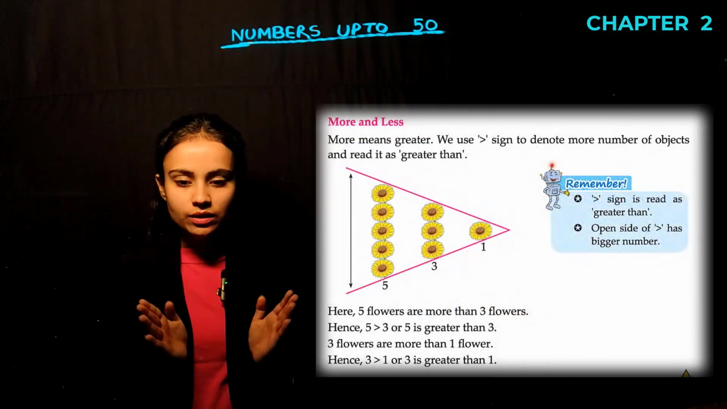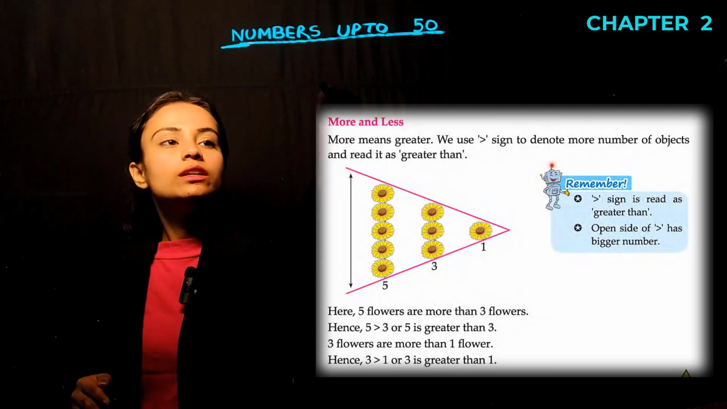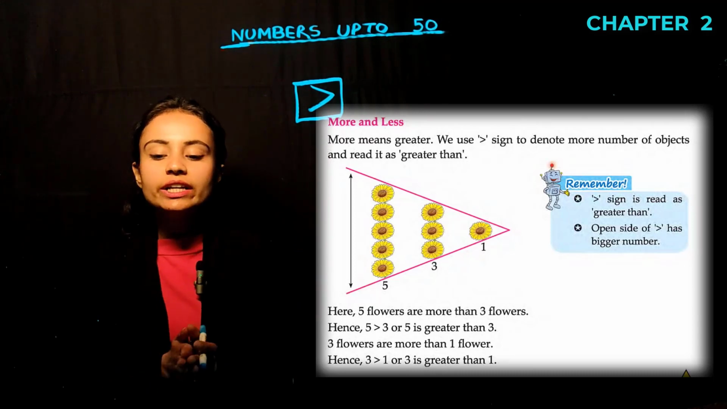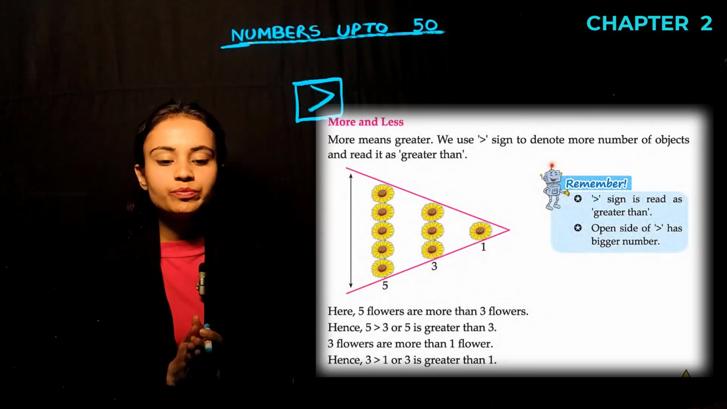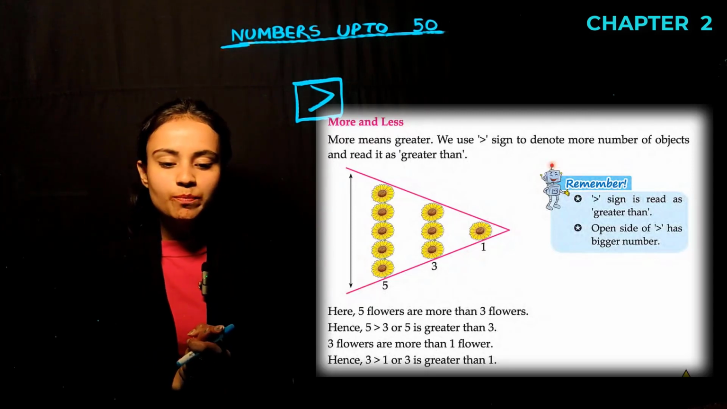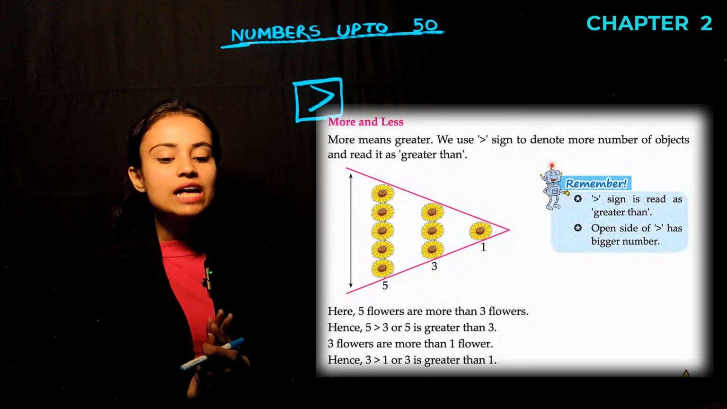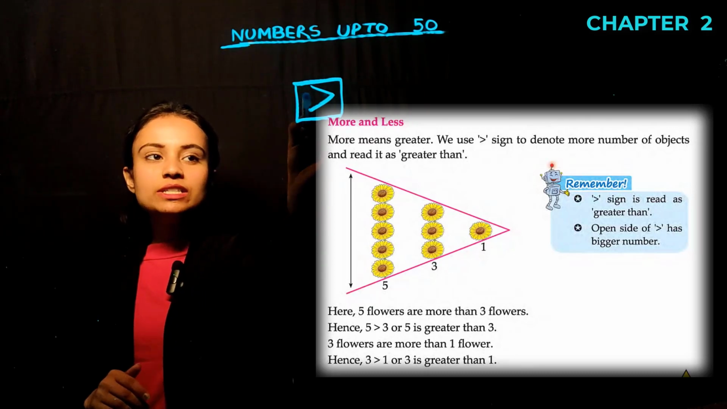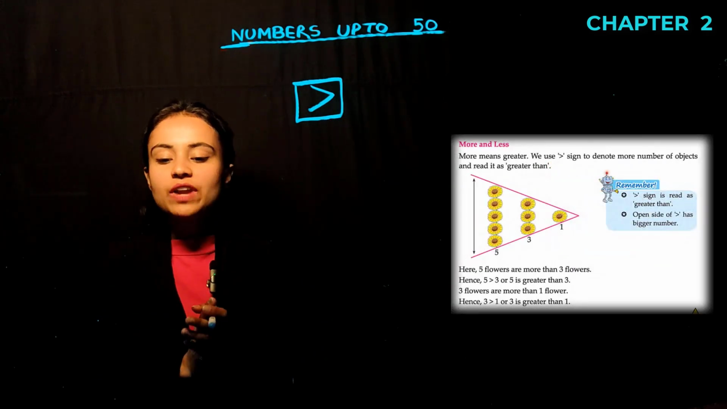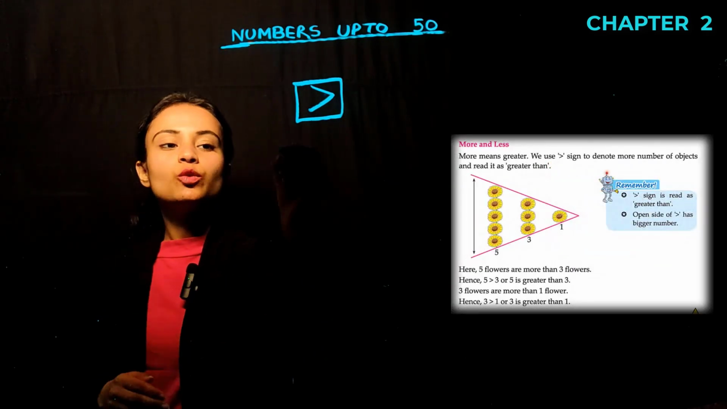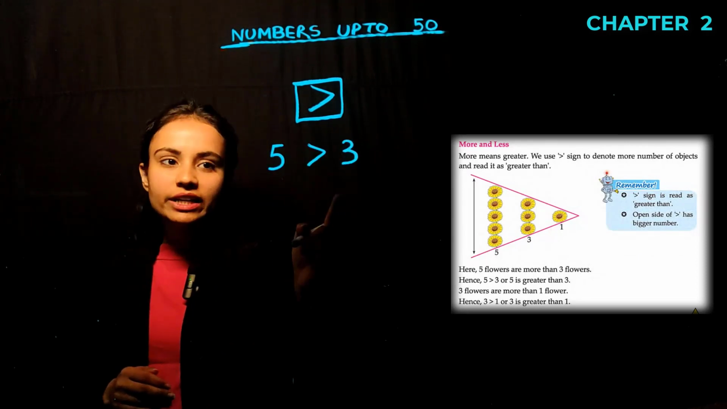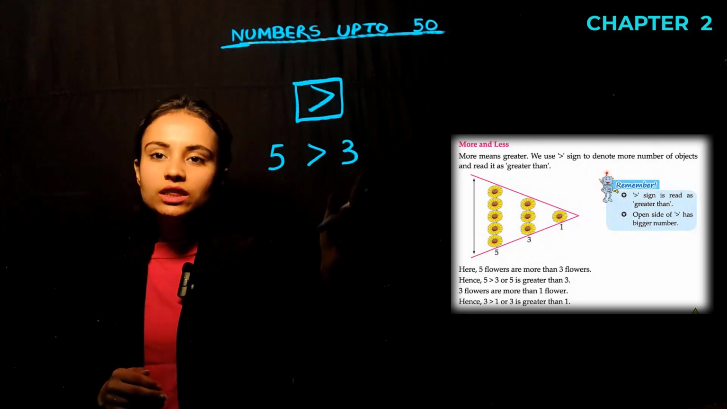More means greater. We use the sign like this to denote more number of objects and read it as greater than. So here are some points to remember. Let's see what it says. This sign is read as greater than. The open side means this side has bigger number. Here 5 flowers are more than 3 flowers. So we can write 5 greater than 3 and we read it as 5 is greater than 3.